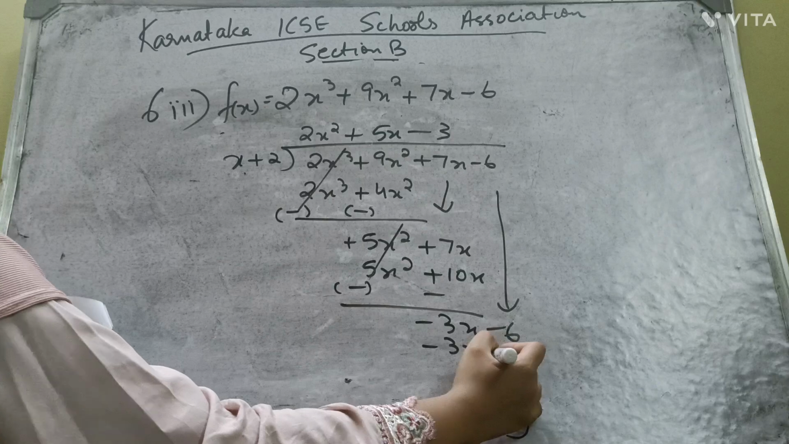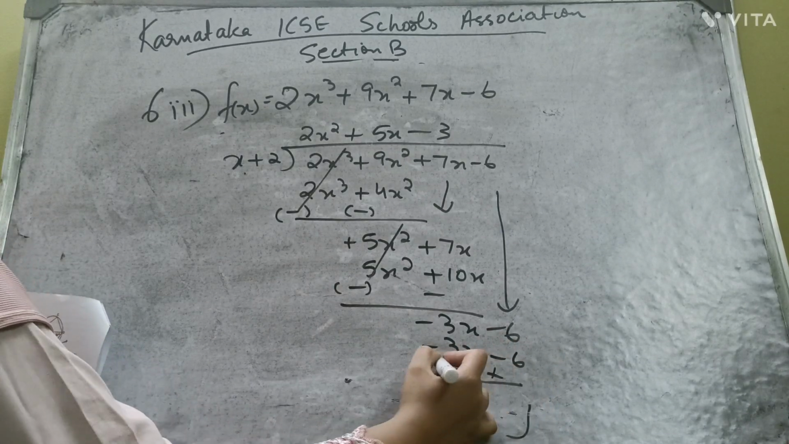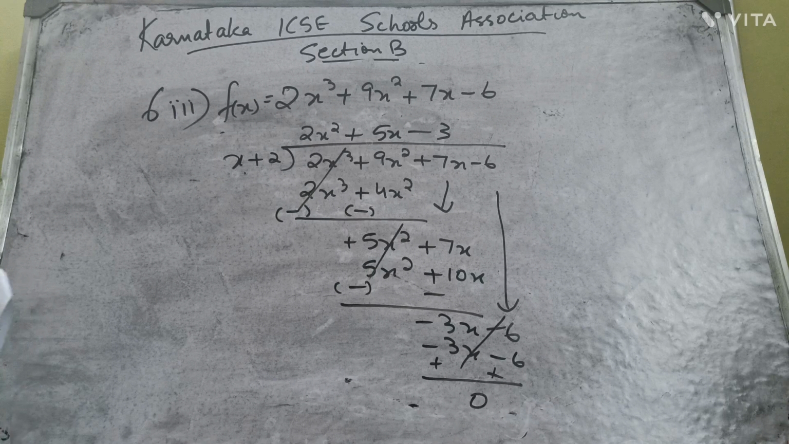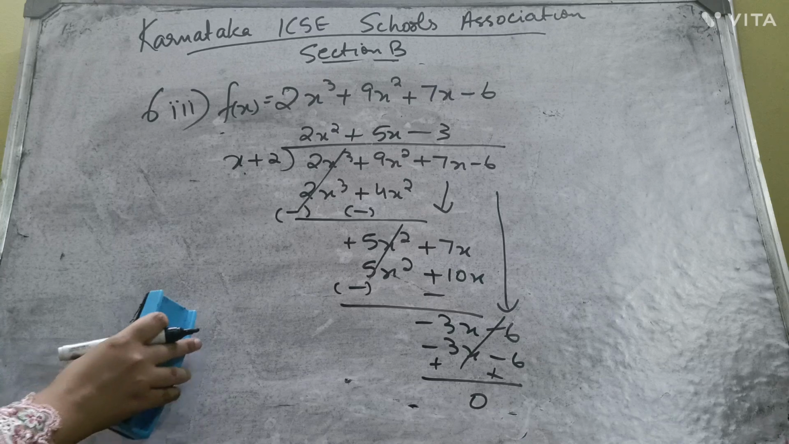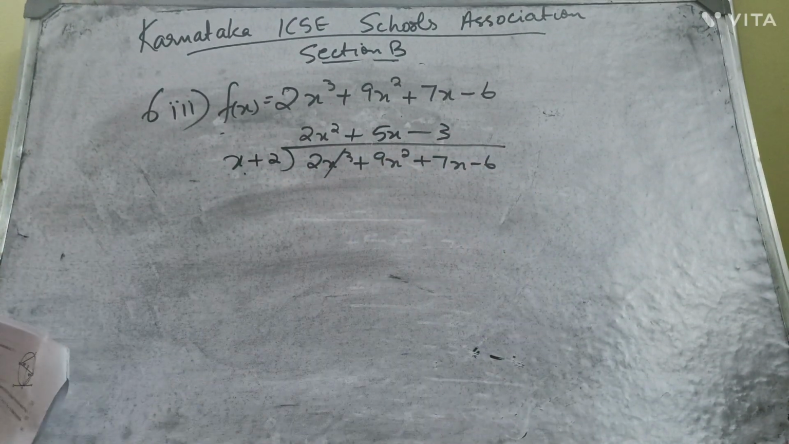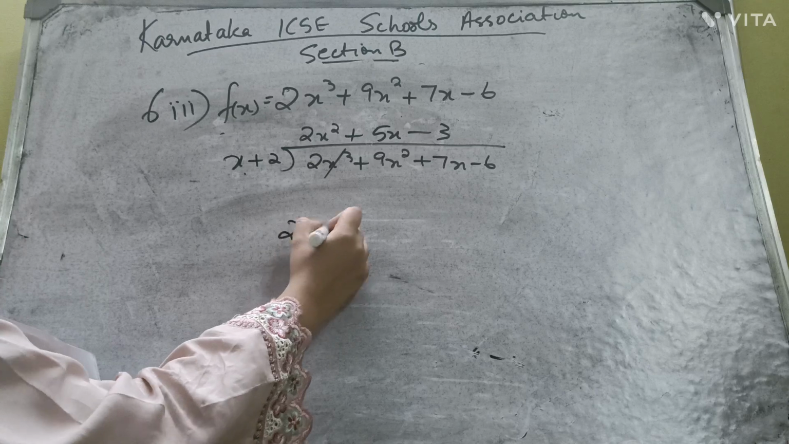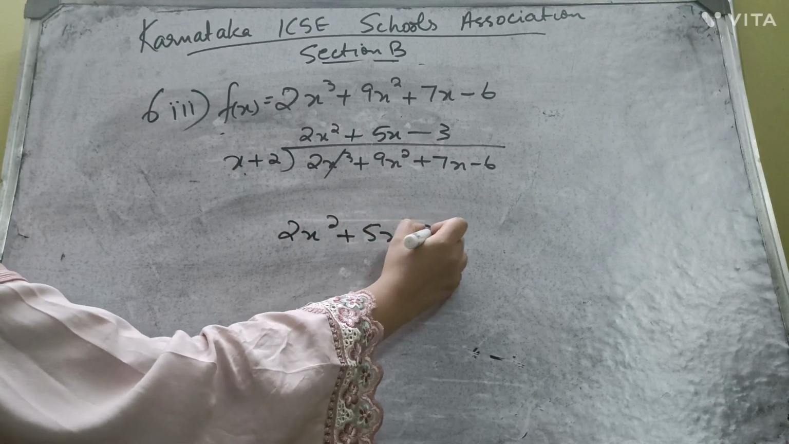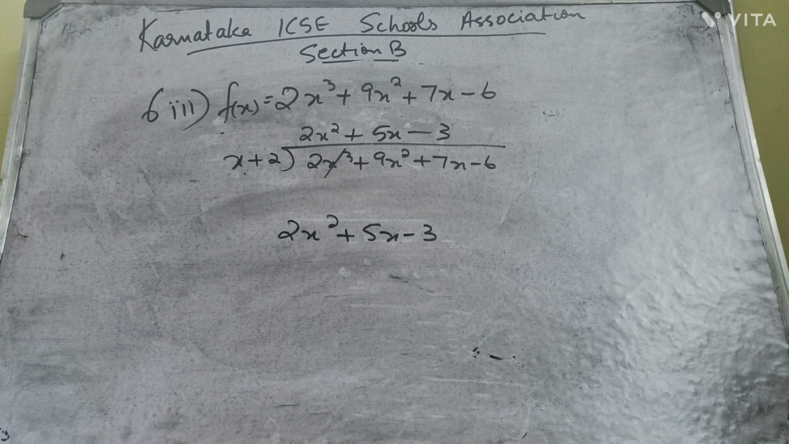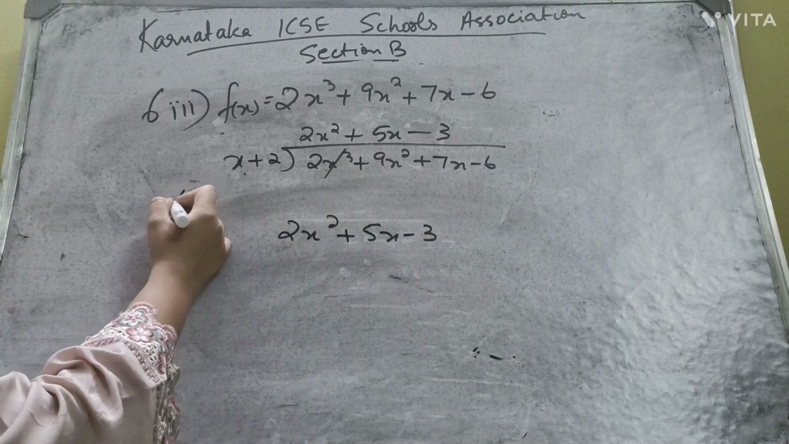Put the same sign on top. x into 3 is minus 3x. This will be minus 6. On changing the sign, you are getting the remainder as 0. So that means the factor that we have selected is right. Now you take the quotient and factorize it further. The quotient that we have is 2x square plus 5x minus 3.